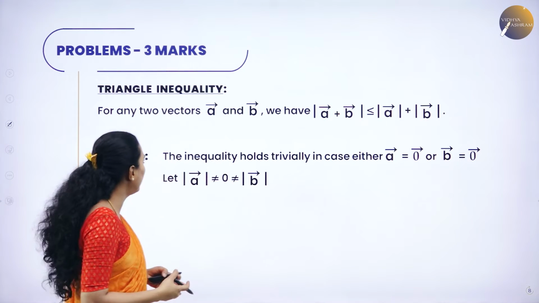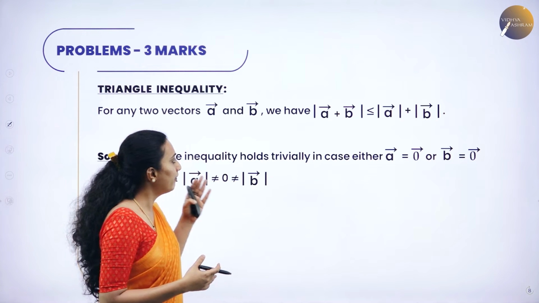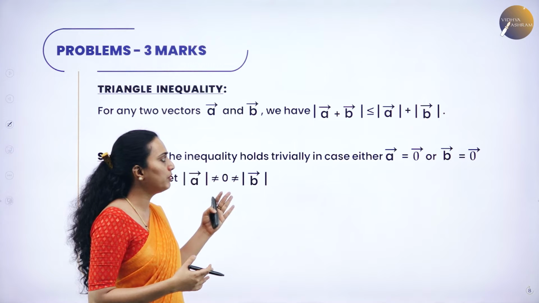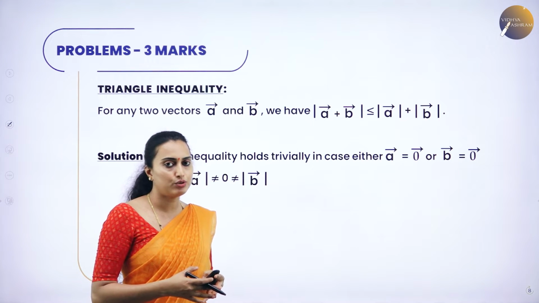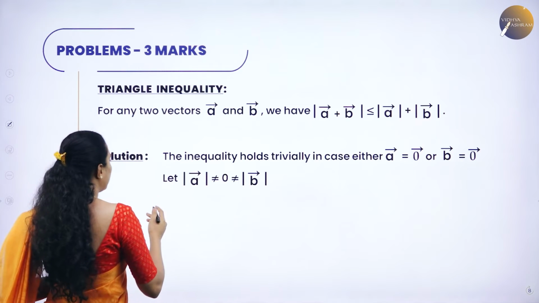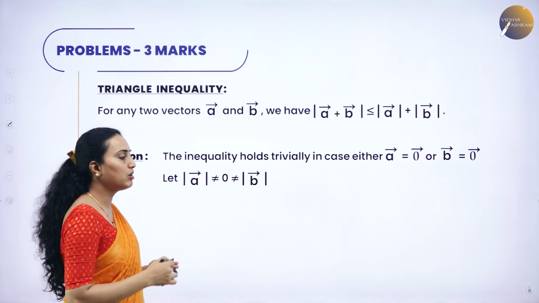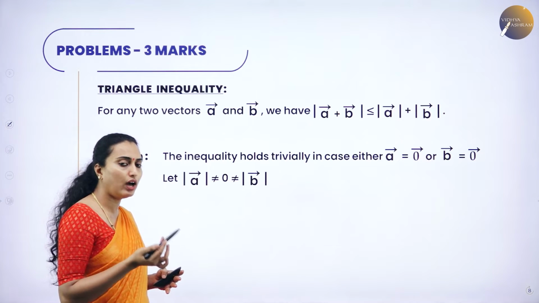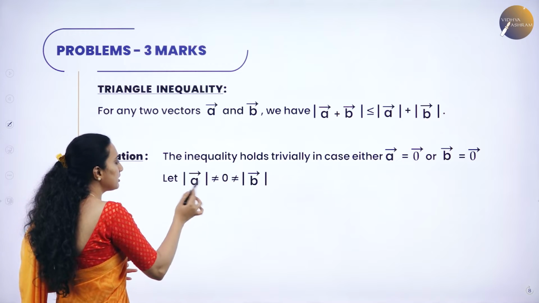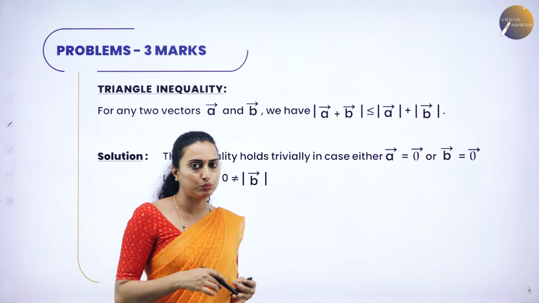This is also important. For any two vectors A vector and B vector, we have magnitude of A vector plus B vector is less than or equal to magnitude of A vector plus magnitude of B vector. Here, the inequality holds trivially in case A vector is equal to 0 or B vector is equal to 0. Then let us assume that both magnitude of vector A and vector B are never equal to 0.